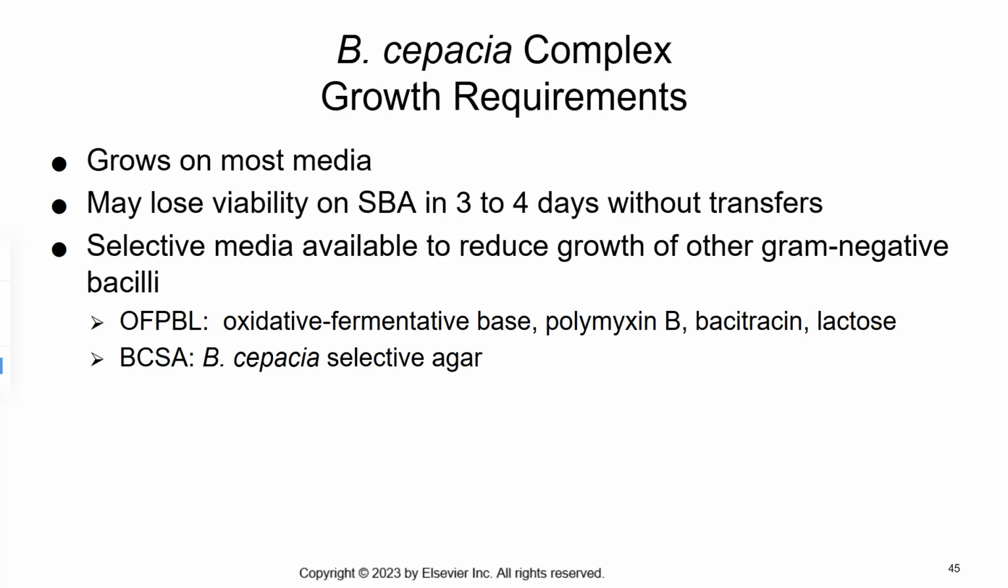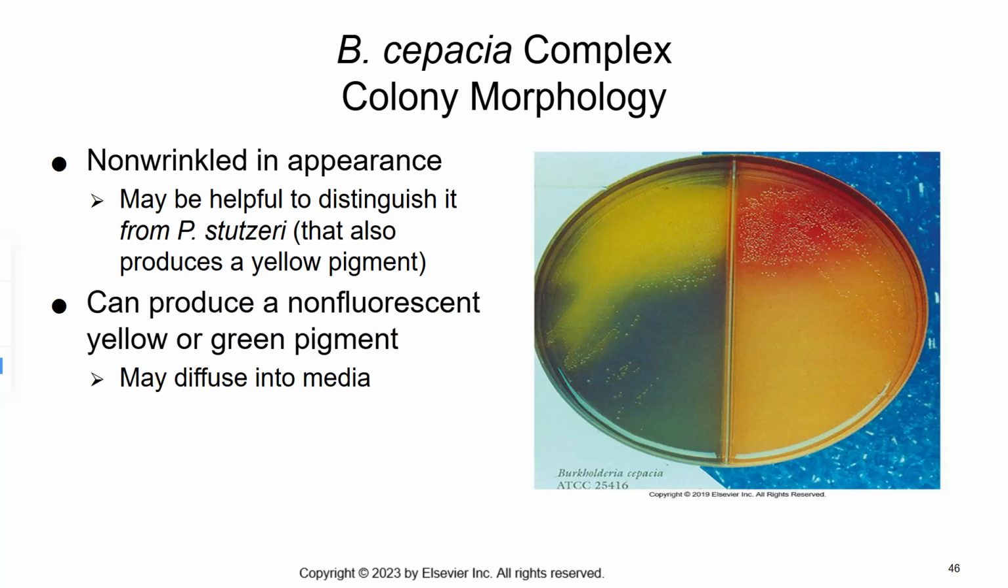It grows on most media. It may lose viability on SBA in 3 to 4 days without transfers. Selective media are available to reduce growth of other gram-negative bacilli. Non-wrinkled in appearance, which may be helpful to distinguish it from P. stutzeri that also produces a yellow pigment. It can produce a non-fluorescent yellow-green pigment that may diffuse into the media.